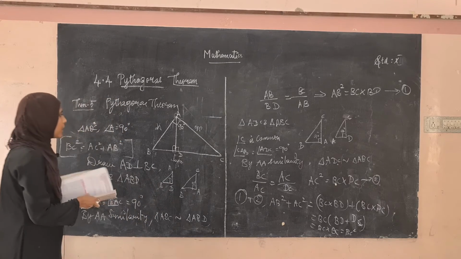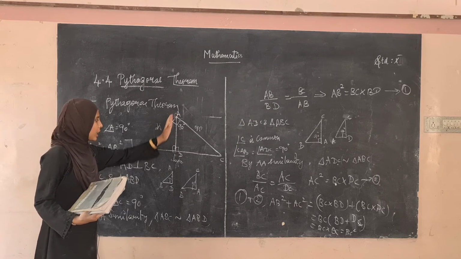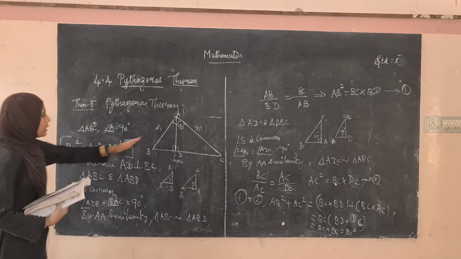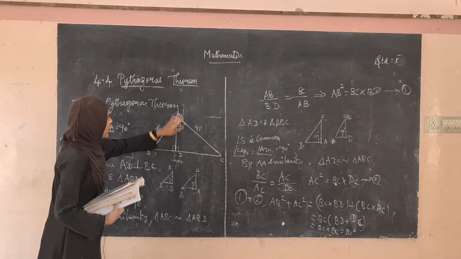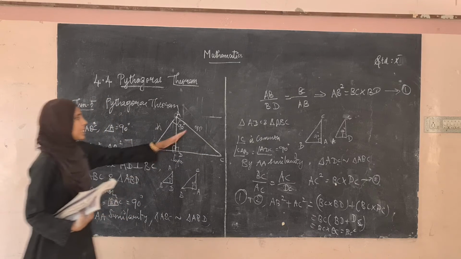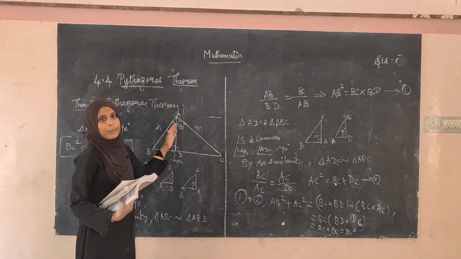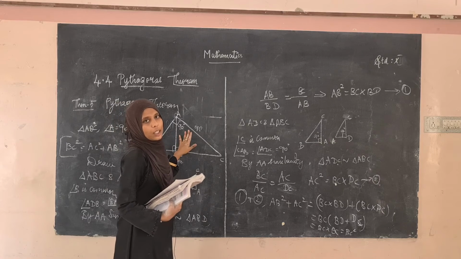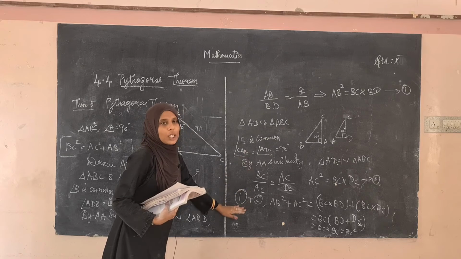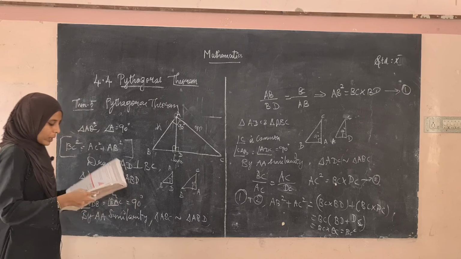So what did we do? We took a right angle triangle. On the right angle, we drew a perpendicular to the opposite side. After that, we took the triangles ABD and ABC and showed they are similar. Again we took triangles ADC and ABC, and showed these two triangles are similar. Then we took one condition and adding them, we got AB square plus AC square is equal to BC square. Hence we have proved the Pythagoras theorem.